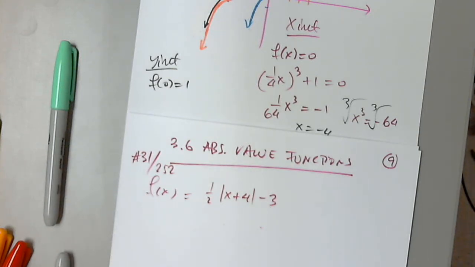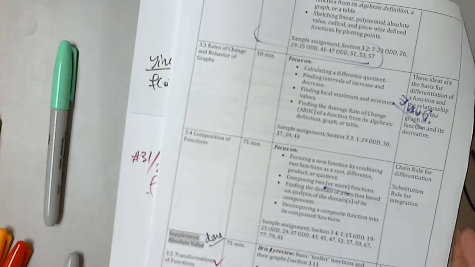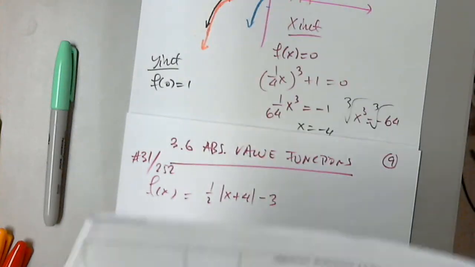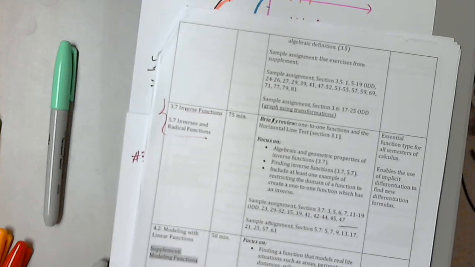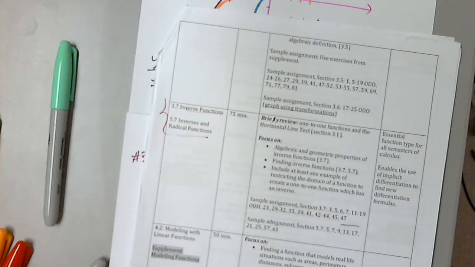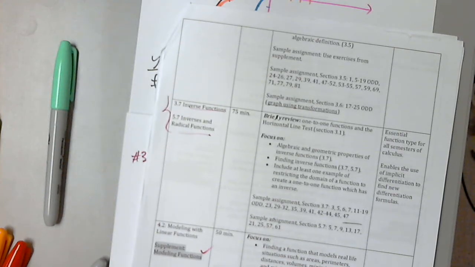Again, just a semester check. Let me tell you where we are, what we're doing. We finished this, we finished this. This was done a long time ago, so we're going to finish this, 3.6. And then we'll continue with inverse functions, and hopefully 4.2 modeling with linear functions. And this was done already.